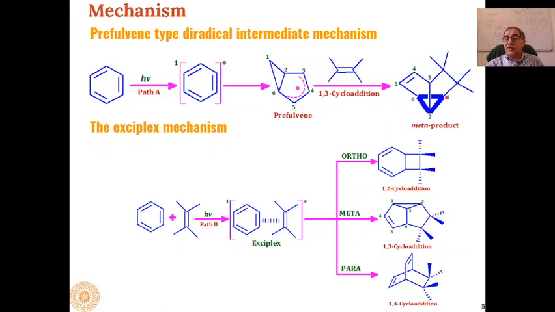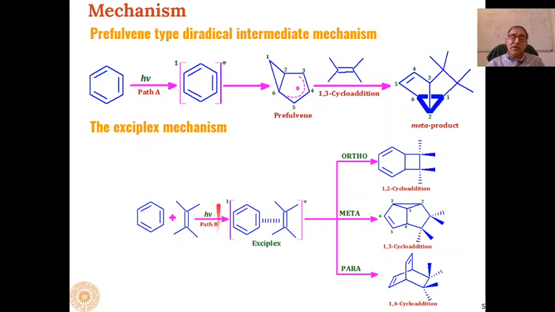And you can see over here, this is carbon 1, this is carbon 2, this is carbon 3, 4, 5, and 6. And the alkene or pi system adds across the carbons to give us this type of meta product. So as I have told you, if the addition is a 1,3 cycloaddition, then the meta product will be formed. If the cycloaddition is a 1,2 cycloaddition, then the ortho product is formed. So similarly, the exciplex mechanism can tell us about the formation of all the three types of products in these photocycloadditions.